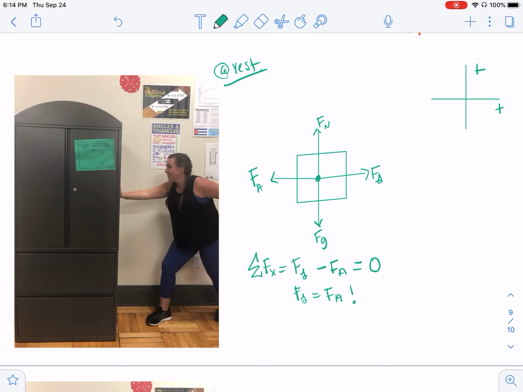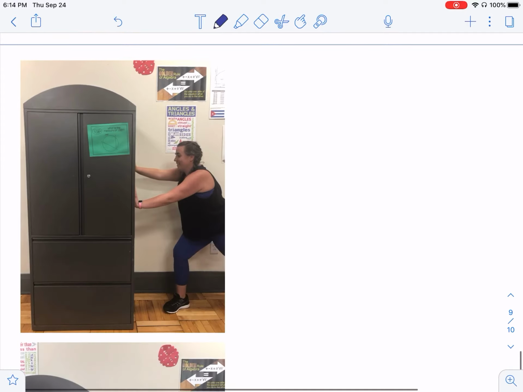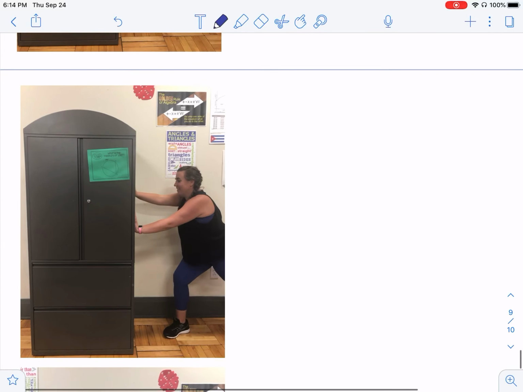So my frictional force here is simply the force applied, and that's because I was not able to overcome the static friction. How do I know I wasn't able to overcome the static friction? Because the shed had not moved. It was still sitting there. So obviously, pushing with one hand wasn't quite enough. So I said, well, what about pushing it with two hands? So let's draw another free body diagram.